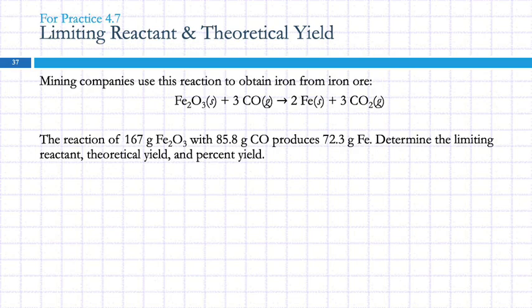Mining companies use this reaction to obtain iron from iron ore. The reaction of 167 grams Fe2O3 with 85.8 grams CO produces 72.3 grams Fe. Determine the limiting reactant, theoretical yield, and percent yield. So these are the numbers I'm given. And I'm finding limiting reactant, theoretical yield, and percent yield.